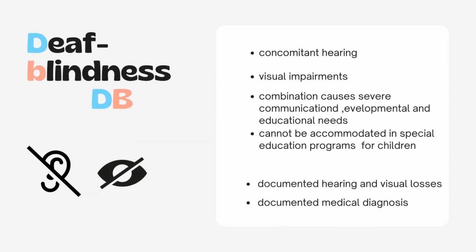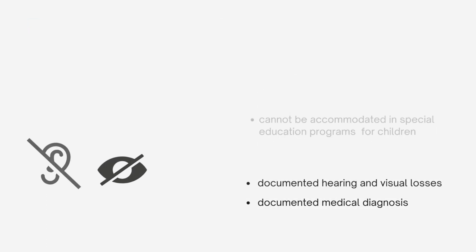Deaf-blindness is a concomitant hearing and visual impairment. It's a combination that causes severe communication, developmental, and educational needs. It cannot be accommodated in special education programs for children with deafness or children with blindness. And the hearing and visual losses have to be documented, along with a medical diagnosis as well.